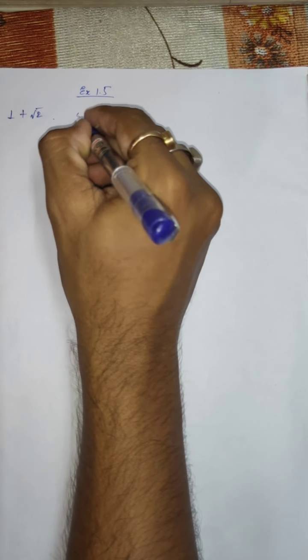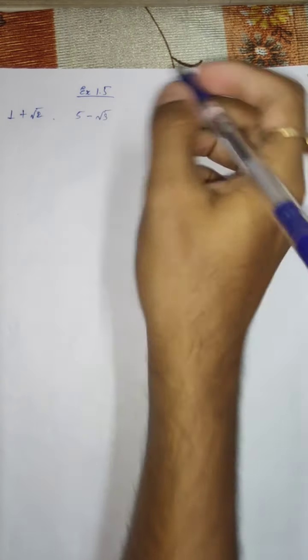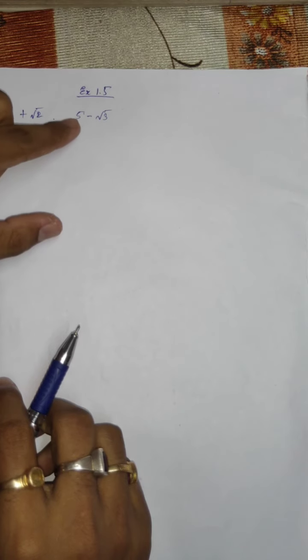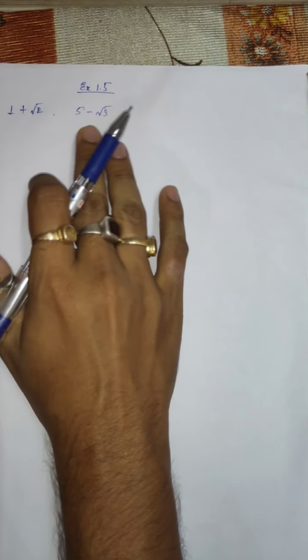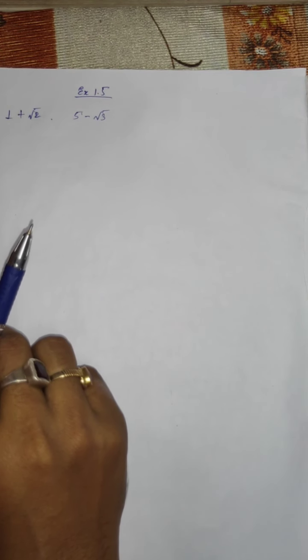Or if I write 5 minus root 3, 5 is a rational number and root 3 is an irrational number. So there is a subtraction of a rational and an irrational number, and the result is an irrational number. And this is the number one fact.